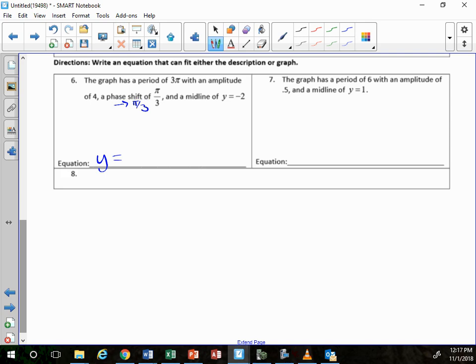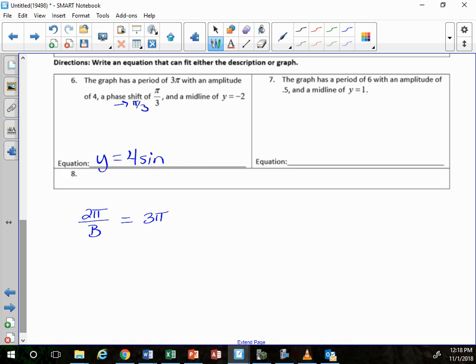All right, amplitude, that's one of the easy parts. What am I going to put in front of my equation? 4. 4 sine of something. The period is 3 pi, which means b is different. Let's think about it. 2 pi over b has to equal the period, so that has to equal 3 pi. What do you think b equals?